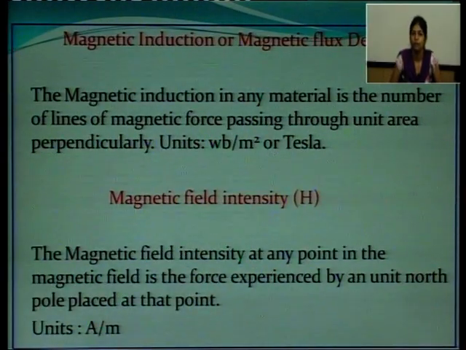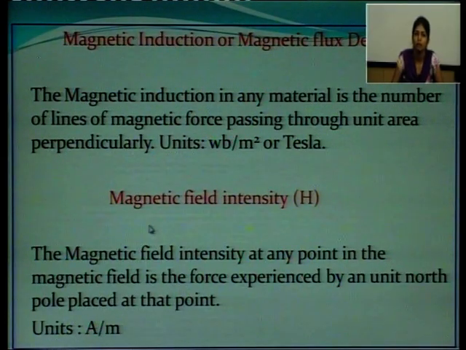The next is, what is magnetic flux density? The magnetic flux density is defined as the number of lines of magnetic force passing through unit area perpendicularly. It is known as flux density, and its unit is Weber per meter square or Tesla.